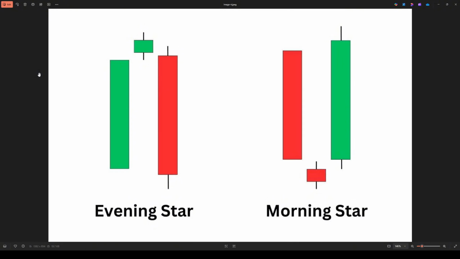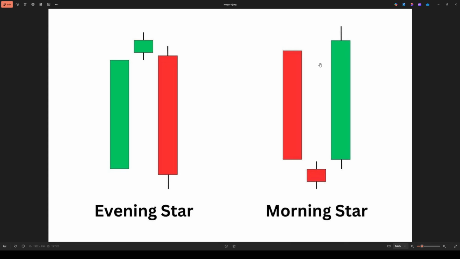Now the next pattern I want to go over with you guys are morning and evening stars. I figured it would be easier to just show you guys a picture of these, as sometimes they're kind of hard to see on the charts. Think of these as reversal structures. The morning star over here is bullish. The evening star here is bearish.